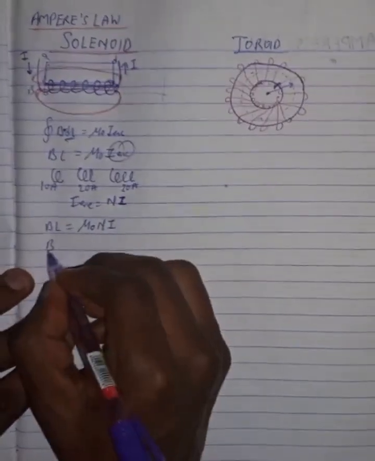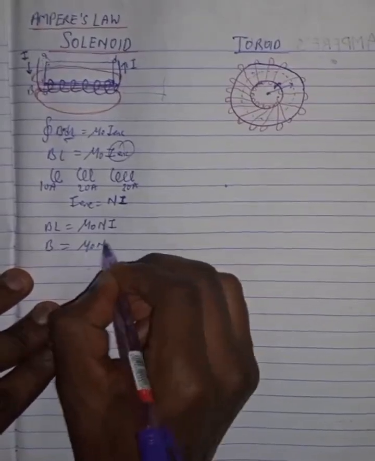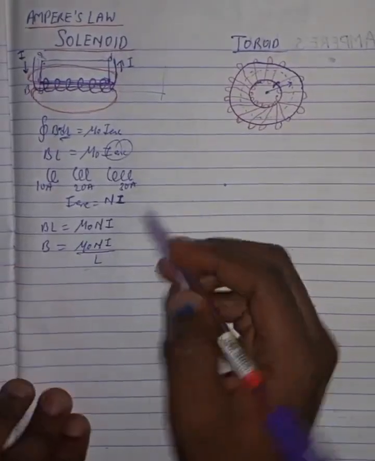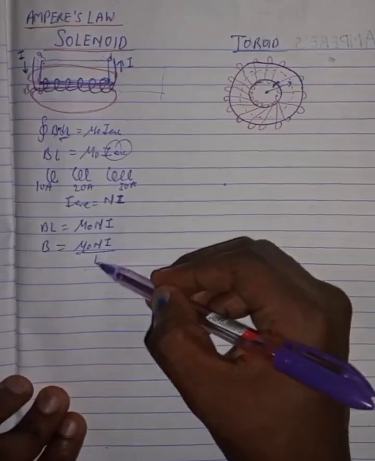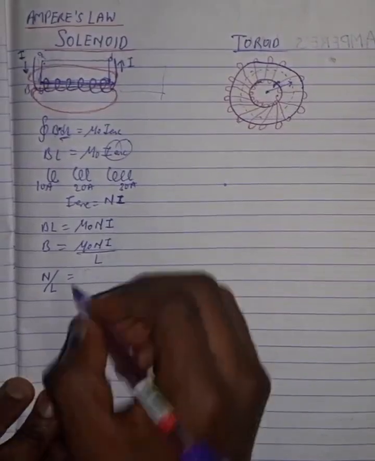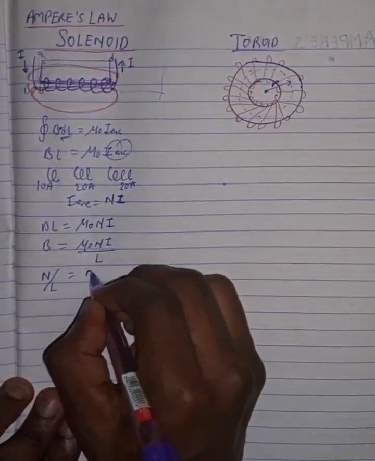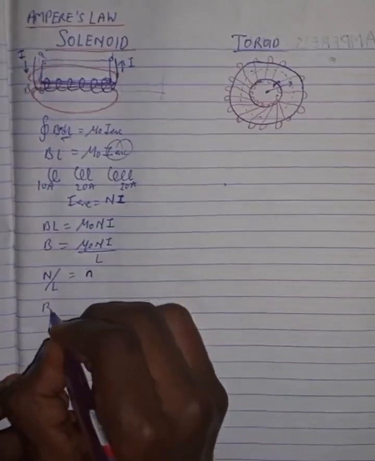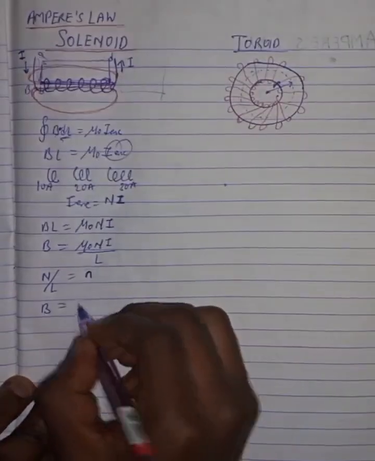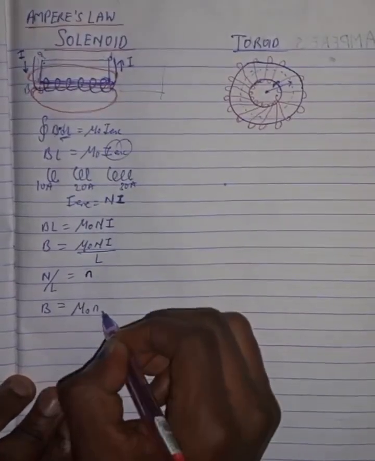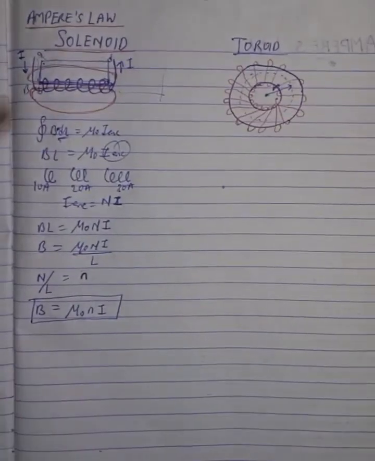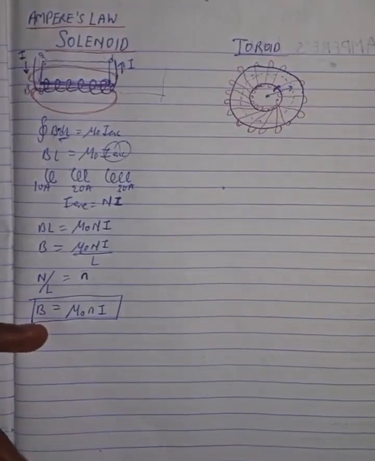So from here, the magnetic field equals mu naught Ni divided by the length of the solenoid. Now, this number of turns divided by length, we call it the turns per unit length, and I can replace it with small letter n. So the magnetic field for this solenoid using Ampere's law is mu naught nI, and that is it. This is for a solenoid.